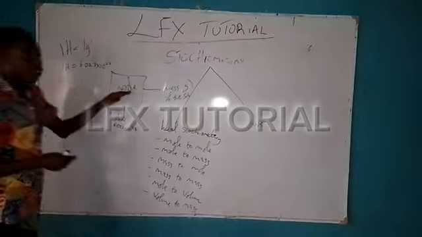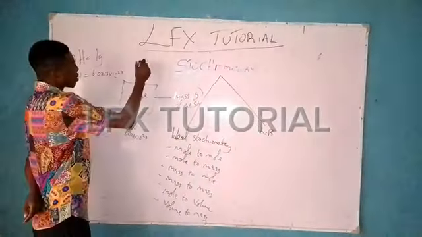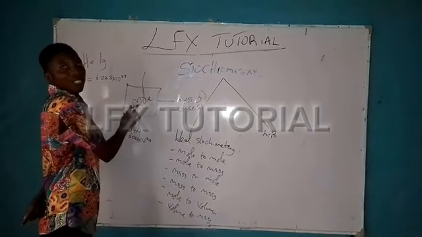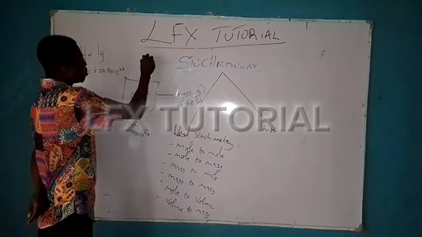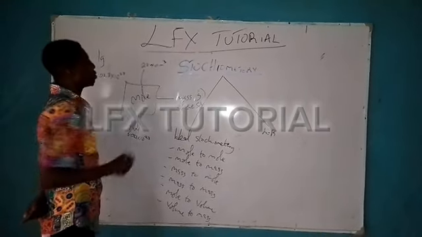Then 1 mole of this particular substance is equal to the volume at STP of the substance, which is 22.4 dm cubed.